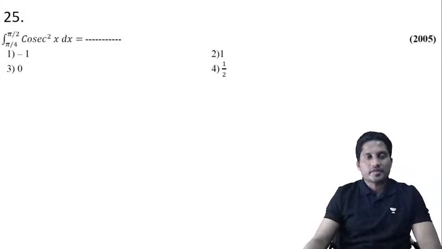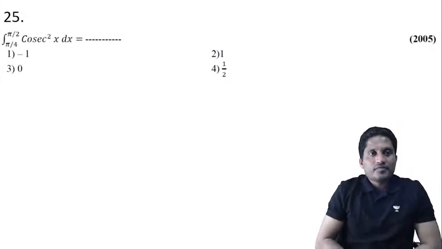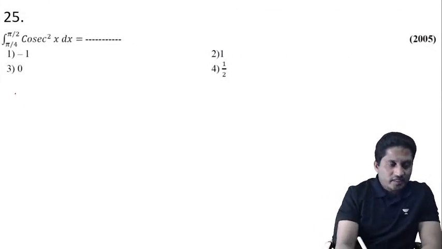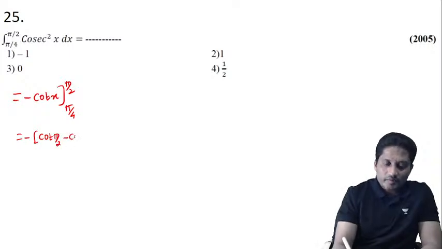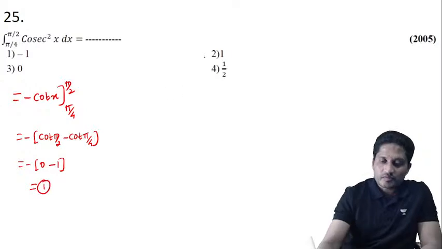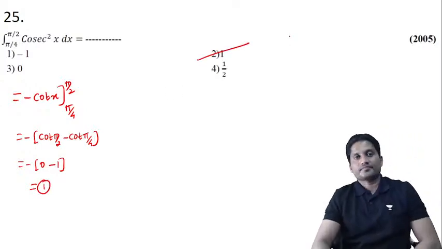Alright, let's move to the next question. Integration of cosec square x is minus cot x, right? Minus cot x, this is pi by 4 to pi by 2, is it not? So this is equal to minus cot pi by 2 minus cot pi by 4. Minus of cot 90 will be 0, cot 45 is 1, minus of minus is plus 1. Answer is option B.